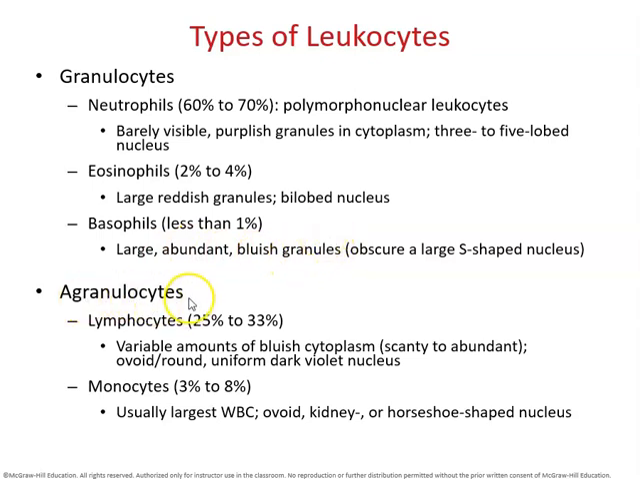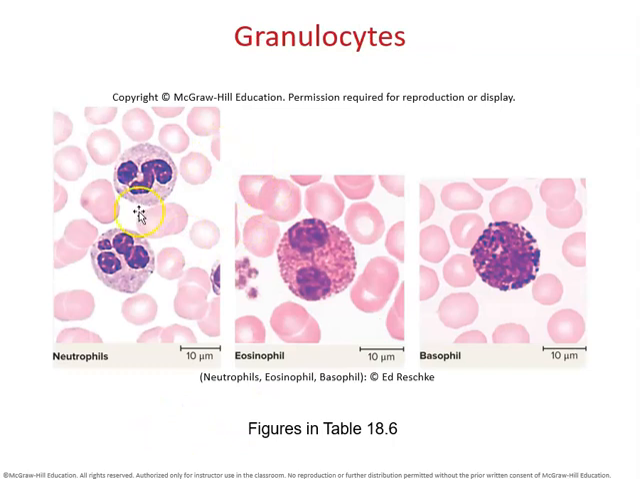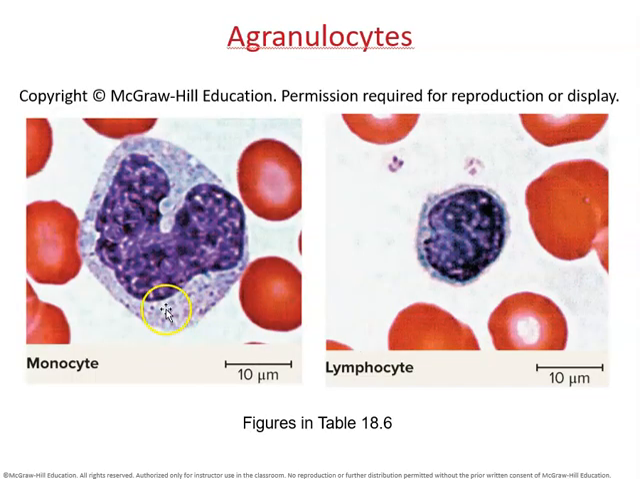An agranulocyte has two subcategories. One is called the lymphocyte. The other one is the monocyte. Lymphocyte is relatively abundant with bluish cytoplasm. Monocyte is usually the largest white blood cell. Here are the three types of granulocyte: neutrophil, eosinophil, and basophil. Here are two types of agranulocyte, the monocyte and lymphocyte.